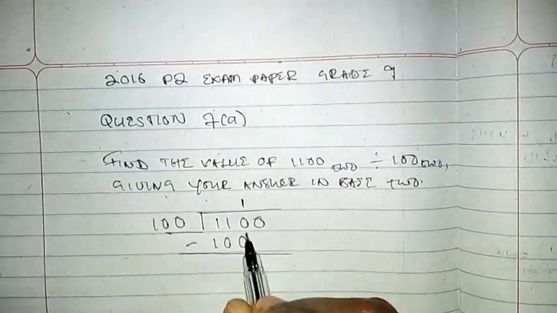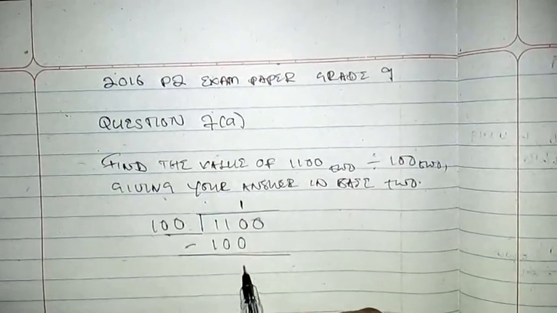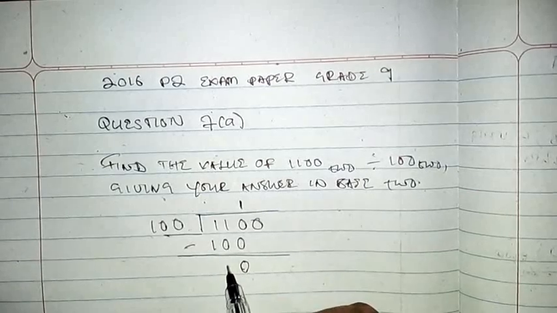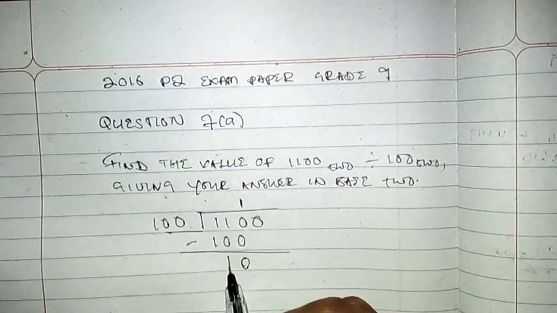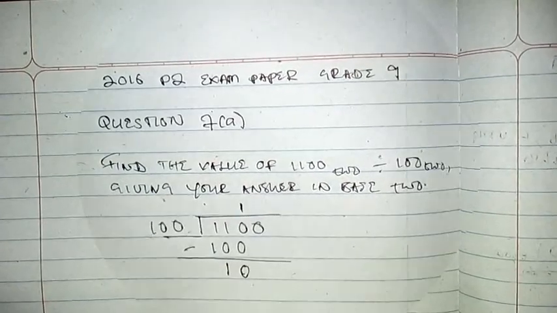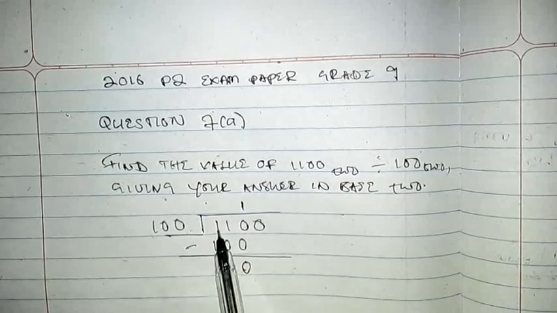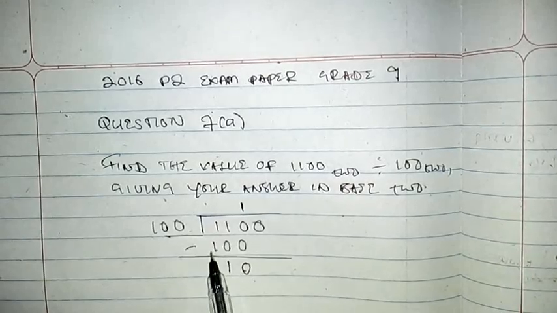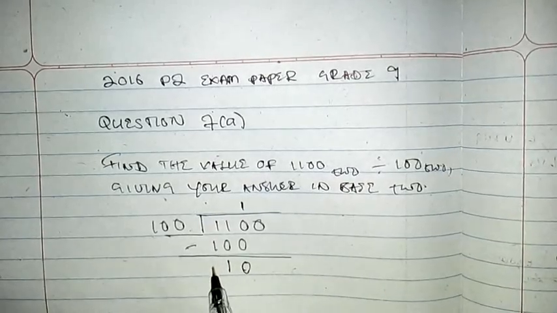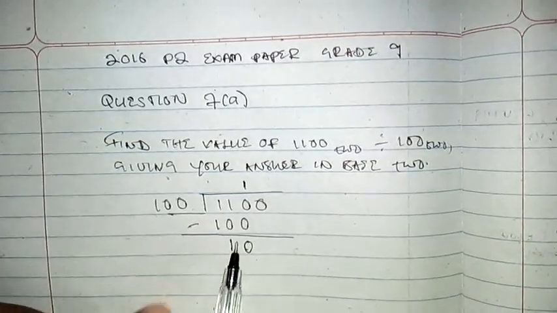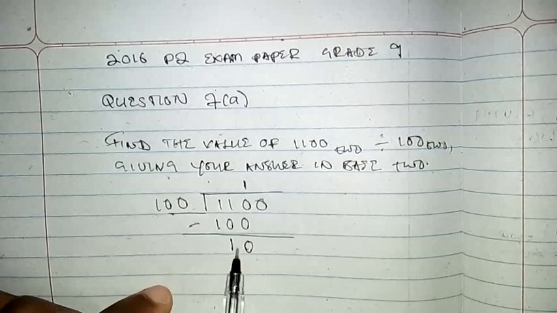What is 0 minus 0? It is 0. What is 1 minus 0? It is 1. So we indicate 1. Now what we need to do here is subtract 1 minus 1. It is going to be 0, so there's no need of indicating there. So the final answer is 10.